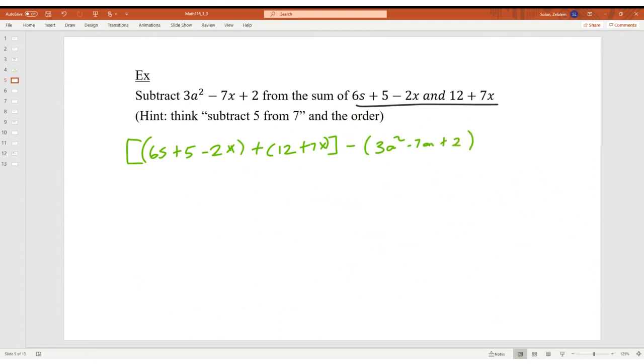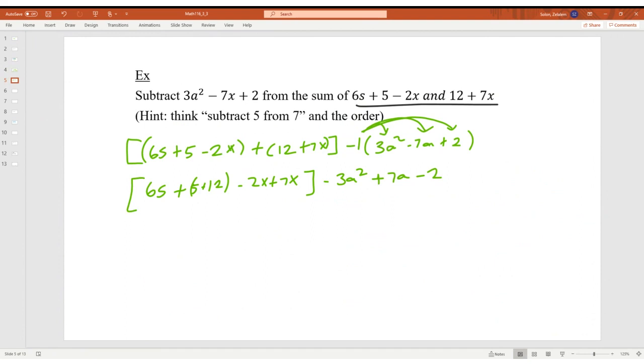So first I will simplify the expression inside here. So I can combine 12 and 5. So I have 6s plus 5 plus 12, so you can combine the two. And also I can combine negative 2x plus 7x. Then distribute the negative. So negative 1 times 3 is negative 3a squared. Negative 1 times negative 7, a negative times a negative is positive, so I have 7a positive. Negative 1 times 2 is negative 2.